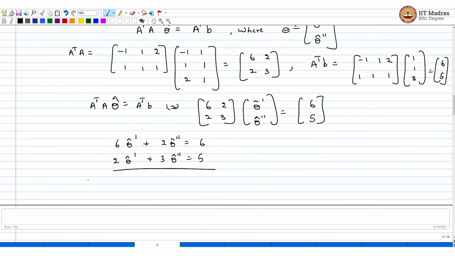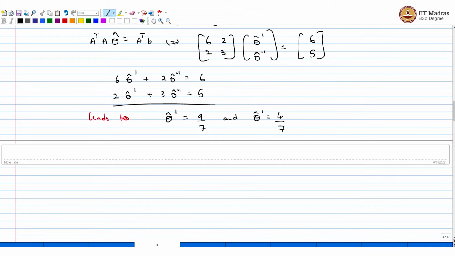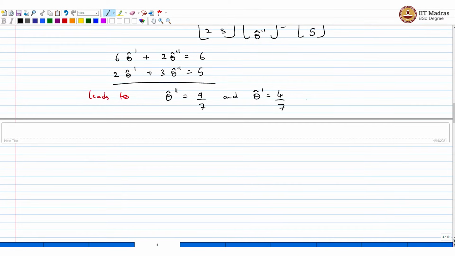And this leads to theta hat prime, which is, okay, the first thing that comes out easily is theta hat double prime, and the other one comes out to be 4/7. So, we got the theta hat vector, which is the least squares solution: theta hat equals 4/7, 9/7.